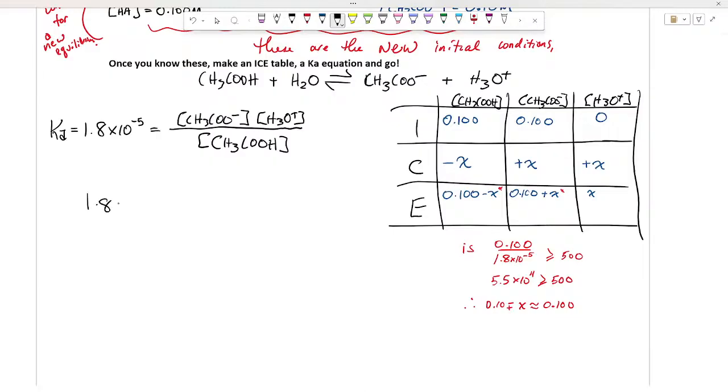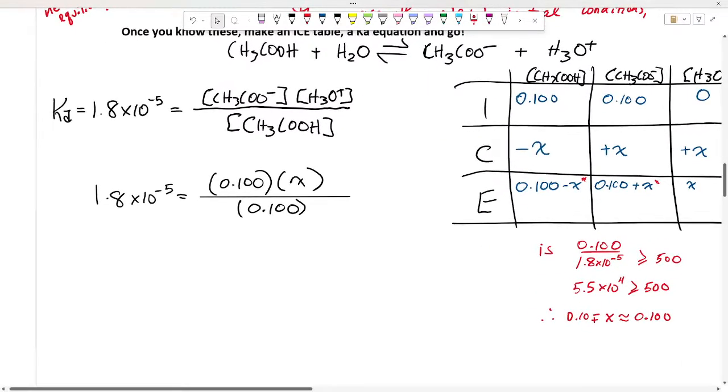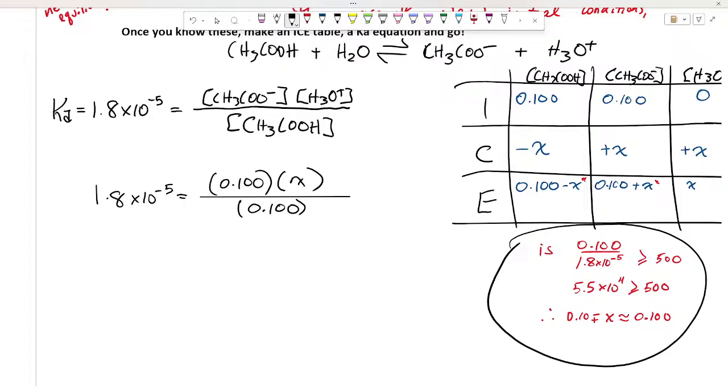Go slowly and carefully for me. What is this value going to be? 0.100. What's this value going to be? X. What's this value going to be? 0.100. Hey, this one happens to work out really well. Wouldn't it be plus and minus x? Yep, but what did we just check? You're totally right. But what did we just check?